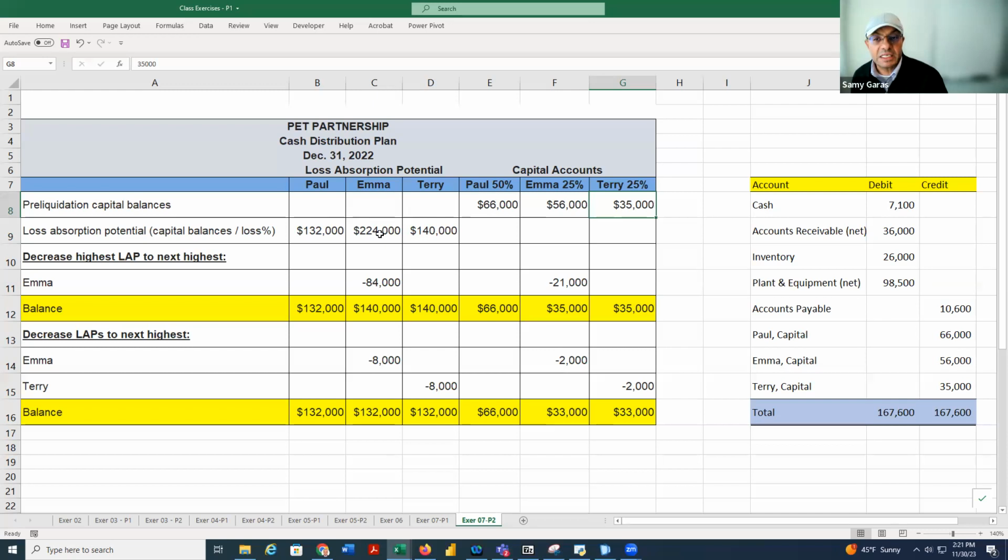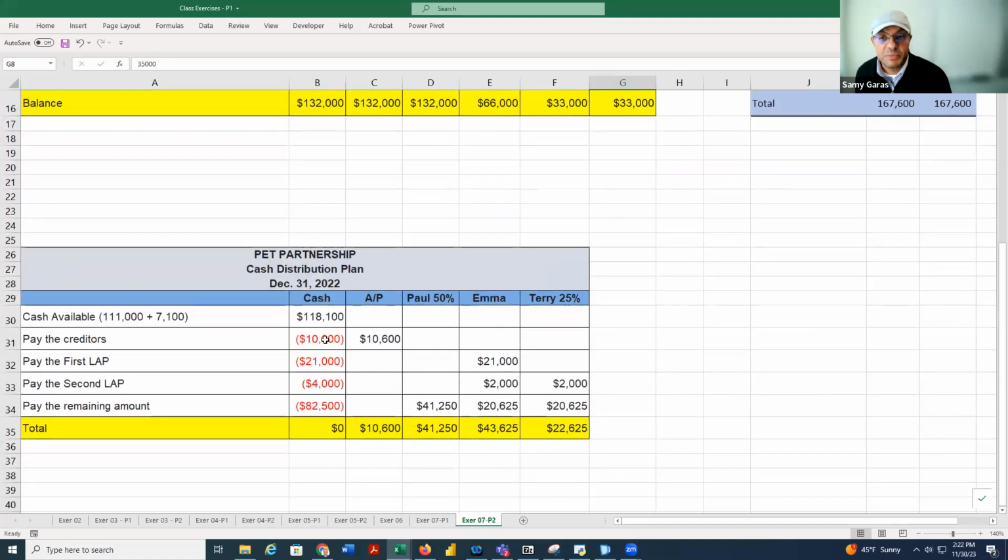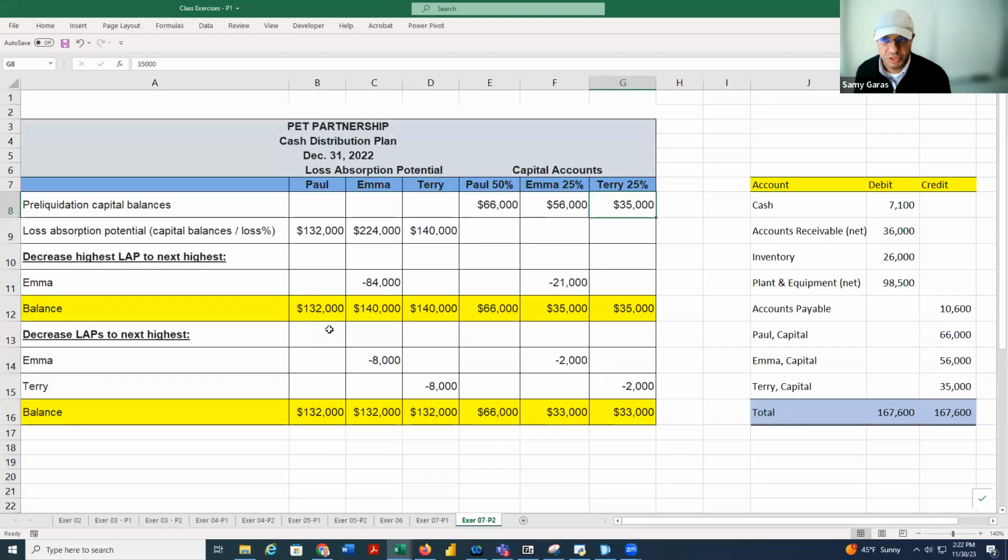So you go from the highest to the second highest, and this would be Emma. So for Emma, if you subtract 224 minus 140, we get 84. Now if I take the 84 and multiply it by 25%, I get the actual loss that Emma can absorb, 21,000. So now Emma's capital will be reduced by 21,000. And you say, what am I supposed to do with this 21,000? I will come down here to the payment of cash, and I will show you what we should do with it. But let me continue before I leave this table.